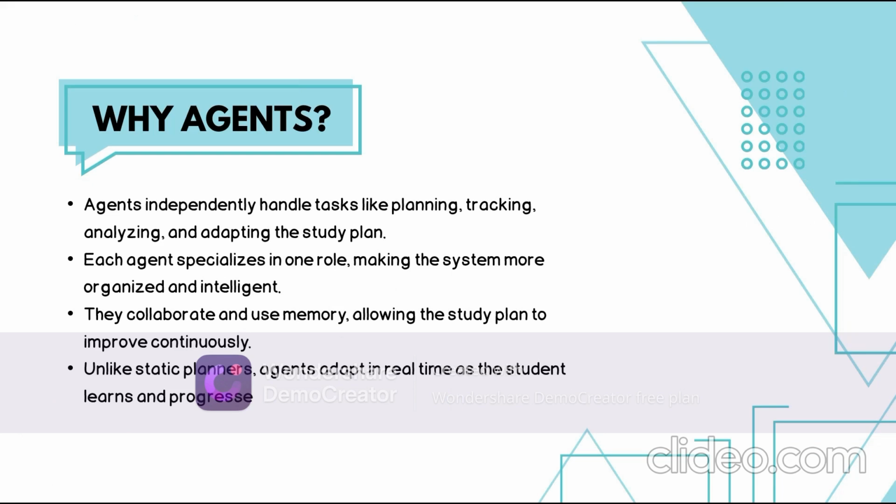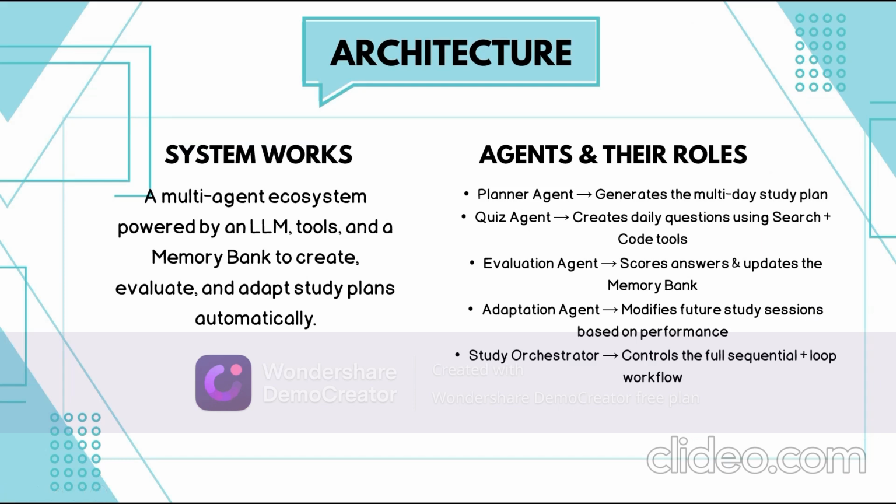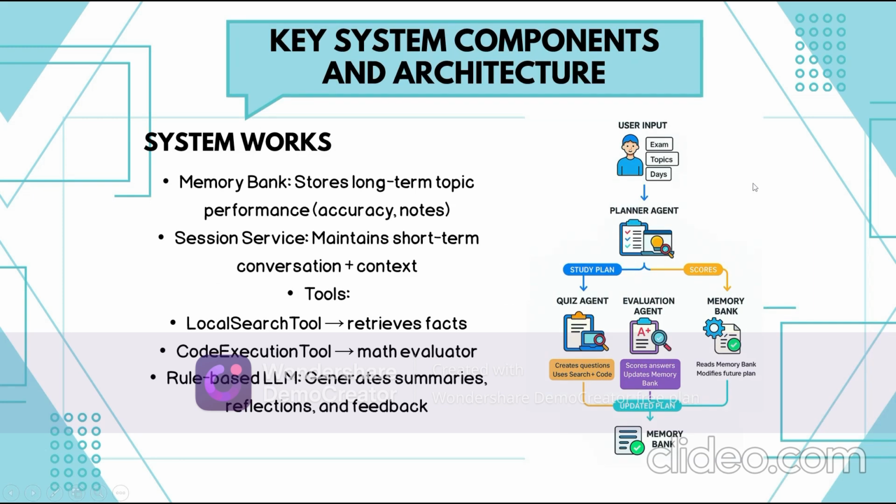Agents act like a team: one plans, one chooses, one evaluates and one adapts, making the system smarter every session. The architecture has multiple agents. First is the planner agent. The second is the QA agent, and the third is the evaluation agent. The fourth is the adaptation agent, and the fifth is the study orchestrator agent. Each agent has a different task and role. This workflow will provide a better explanation of that.